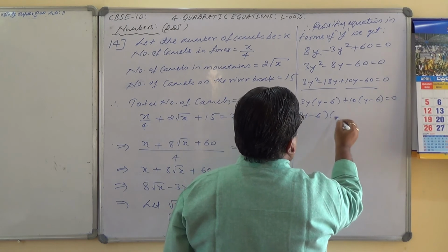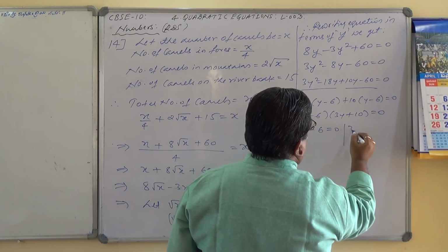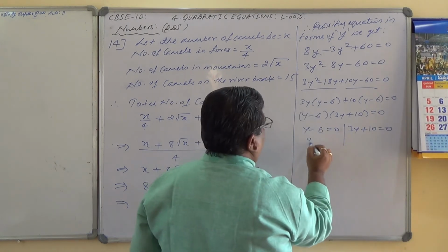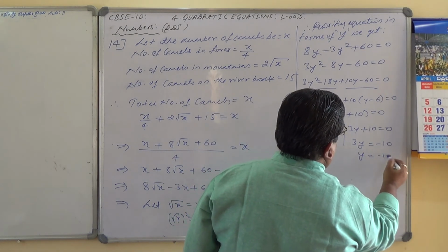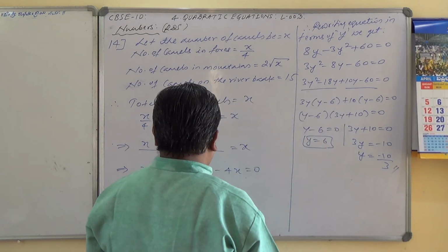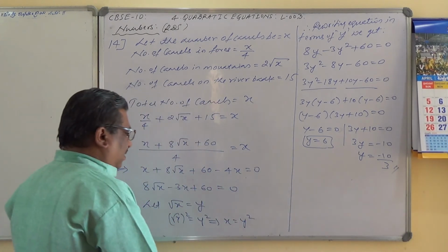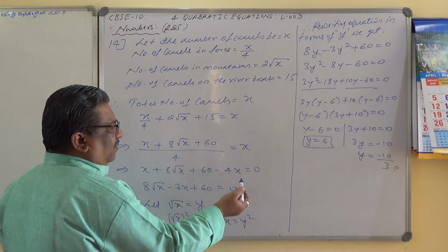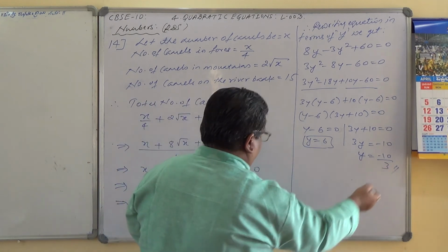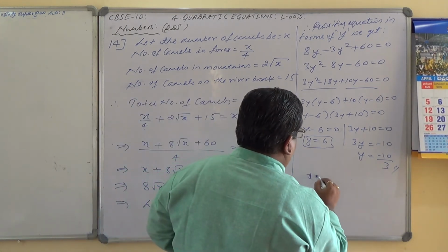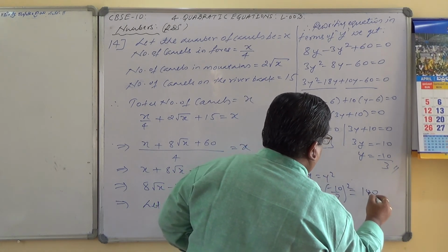So y minus 6... here, y equals minus 10 by 3 here. See, y equals minus 10 by 3. If I take this value, minus 10 by 3, x is equal to y square. See here, x equals y square. So x equals minus 10 by 3, the whole square, which is equal to 100 divided by 9.